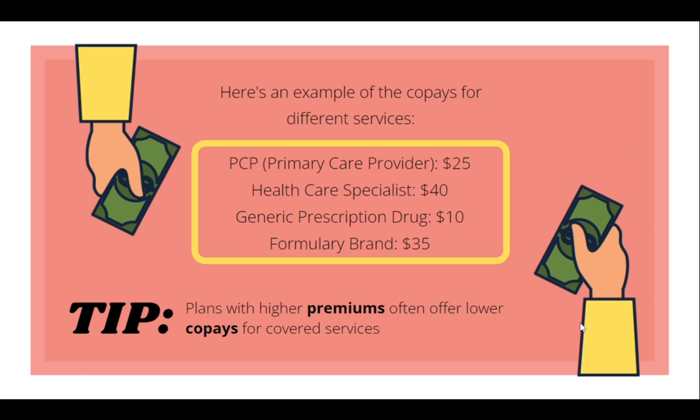For example, seeing your primary doctor for an annual checkup will cost you $25, while if you needed to see a specialized doctor, like a podiatrist or a dermatologist, that would cost you $40. The same is for prescriptions, since certain prescriptions you need may not be generic, so they'll tend to cost more.